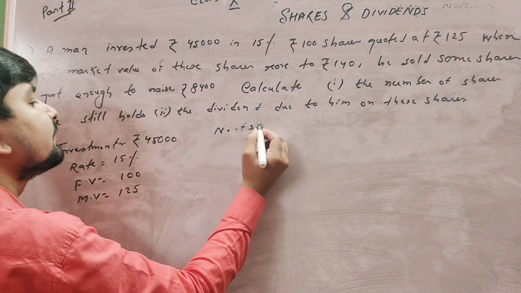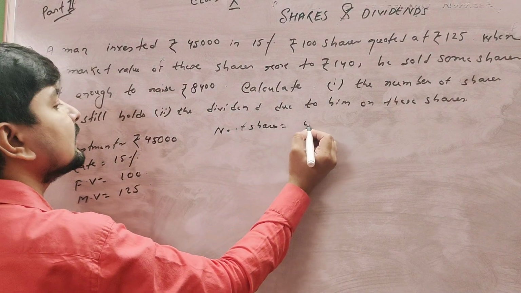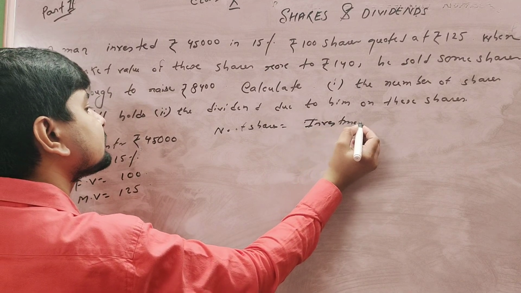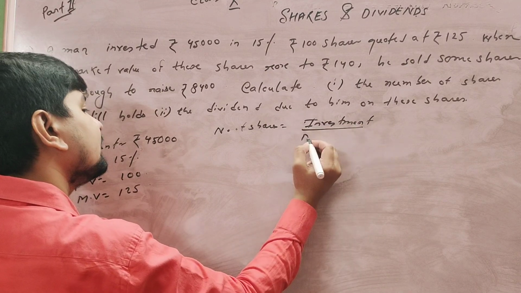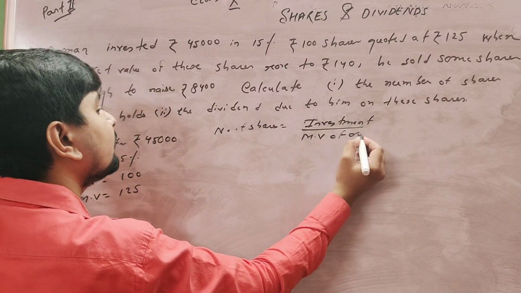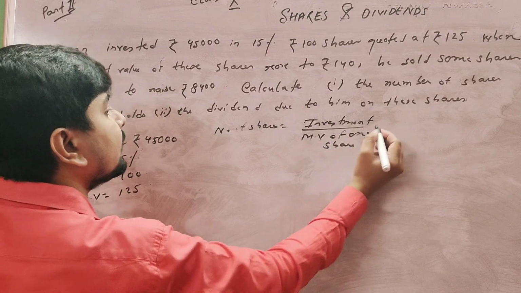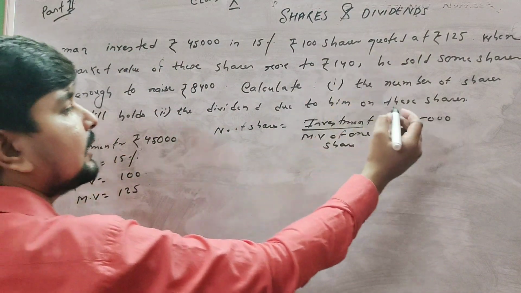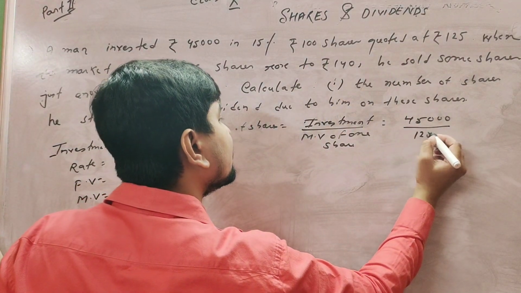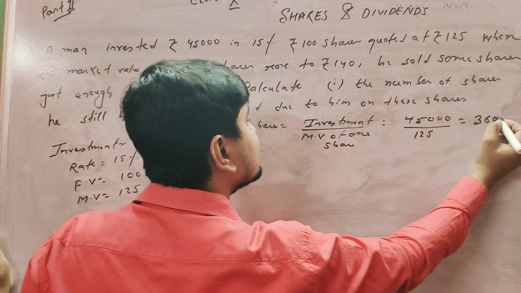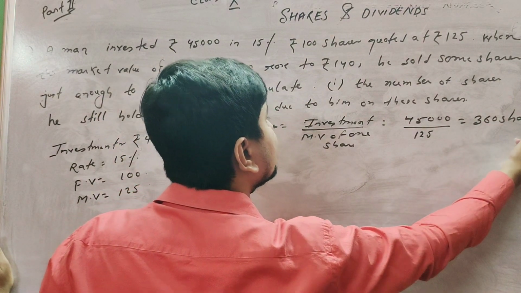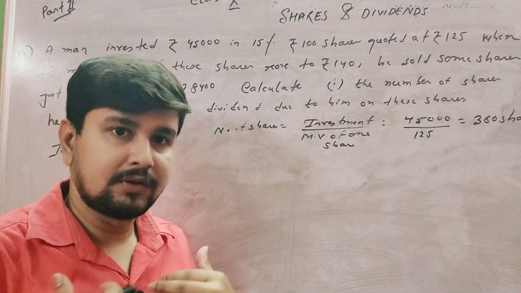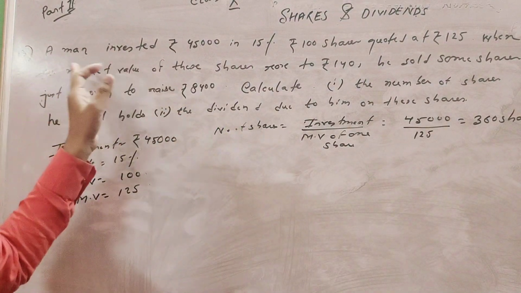Number of shares equals investment by market value of one share. So investment is 45,000 and market value is 125. So when you divide, you get 360. That is 360 shares. Okay, clear? That means I have a total of 360 shares.